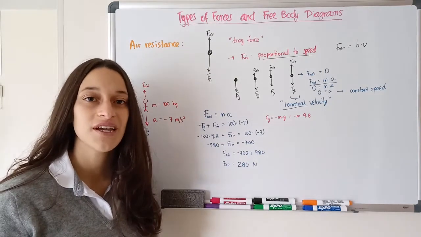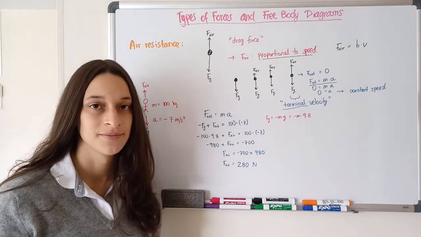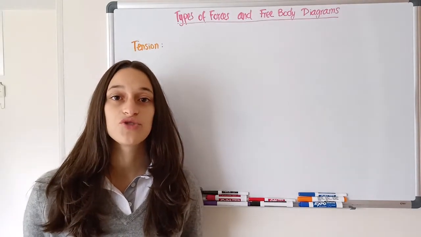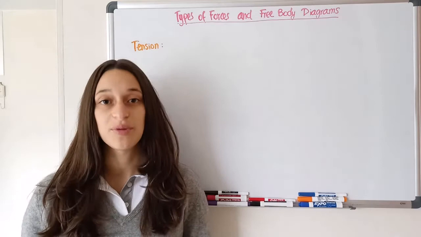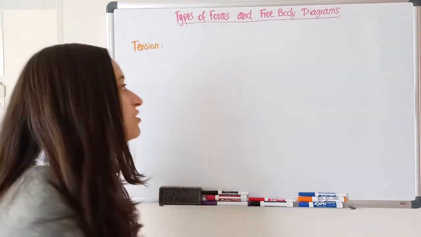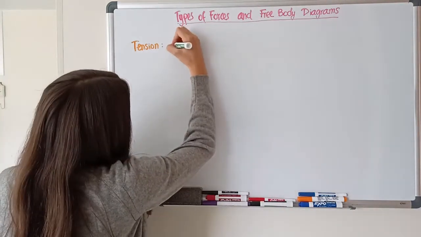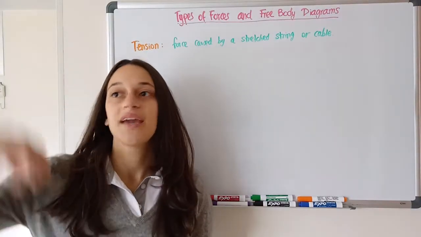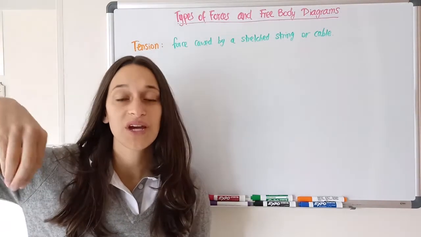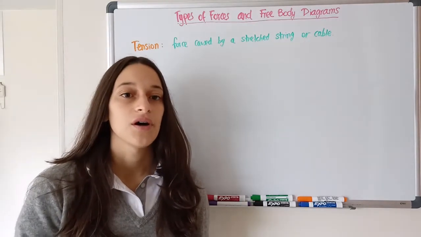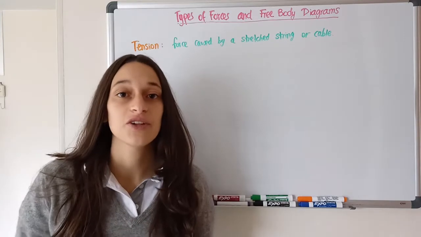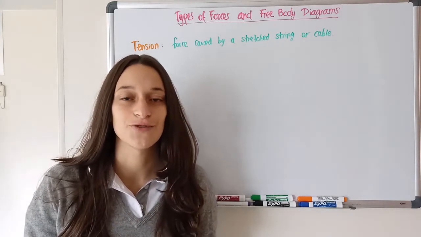Now let's move on to the next force, which is tension. Okay, so the force of tension is a force caused by a stretched string or cable. That's just the definition. So anytime that there is something hanging from the ceiling with a string or a cable that you pull to its maximum length, there's going to be a tension, and that is a force.